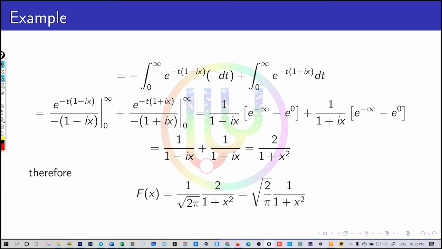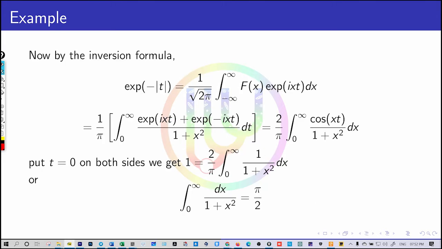Okay. Therefore, f of x is equal to 1 by root 2 pi integration, so 1 by root 2 pi into 2 by 1 plus x square, or root of 2 by pi into 1 by 1 plus x square. Now this is the Fourier transform of e raised to minus mod t. Okay. Now what I'm doing is put t equal to 0 on both sides. What we'll get?